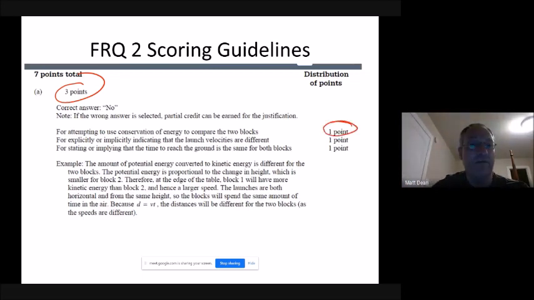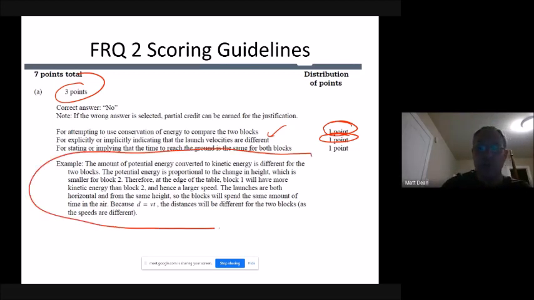You got a point for talking about conversion. You got a point for talking about that the launch velocities are different, that the object on table 1 is going to be leaving the table faster than it is on table 2. Point for that. And then another point for talking about, well, they're going to reach different horizontal distances, because they're leaving at the same height, and therefore it's going to take the same amount of time for them to get there. The only thing that's going to be different are those launch velocities, and therefore the object leaving table 1 is going to go further than the object leaving table 2.